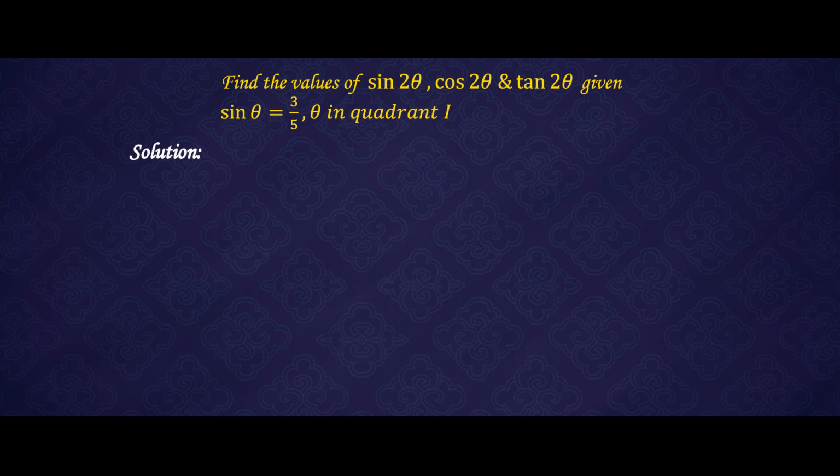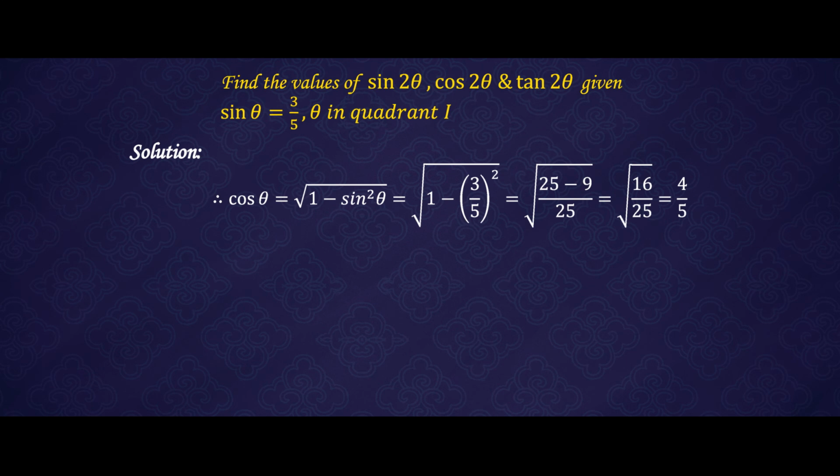Cos theta is root of 1 minus sin square theta, because you know that sin square theta plus cos square theta is 1. So we directly substitute sin theta, because the value of sin theta is given as 3/5. So we have substituted here, and then this is 25 minus 9 divided by 25 under the root, and finally you are getting 4 divided by 5. So this is the value of cos theta, and tan theta will be sin theta by cos theta, and if you divide these two, then you are getting 3/4.